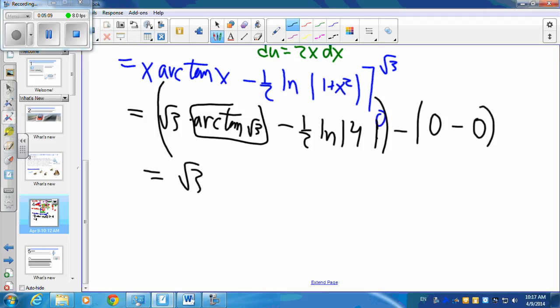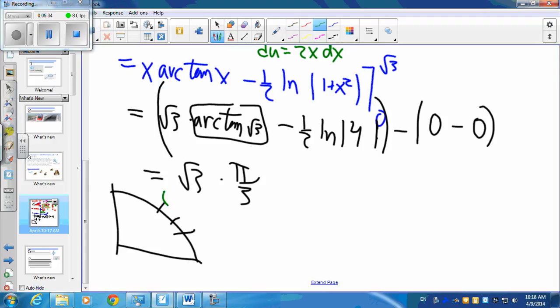This is worth 1 mark. What's the arctangent of the square root of 3 without a calculator? It's either pi over 6 or pi over 3. Pi over 3. It's pi over 3. Here's how you know it. Here's the unit circle. Okay? This coordinate here is going to be 1/2, square root of 3 over 2. This one here is going to be square root of 3 over 2, 1/2.